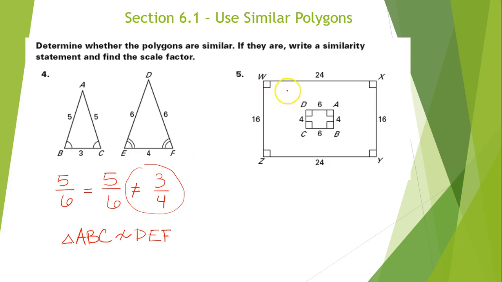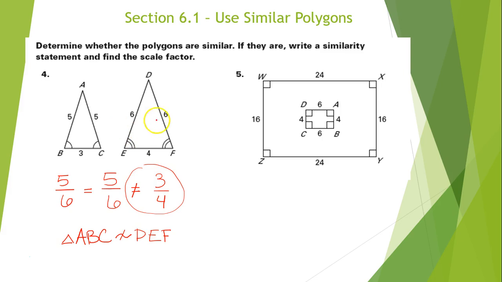These two, we can definitely tell that all of the angles are congruent. All of these angles in WXYZ are 90 degrees. And it's the same thing for ABCD. We have all right angles. So we know automatically their angles are congruent. All corresponding angles are congruent. Now let's look at their corresponding sides ratios.